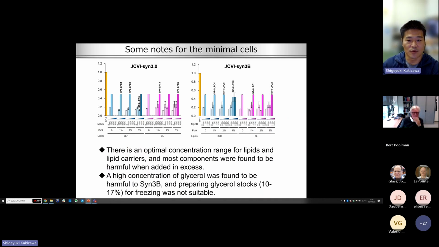And this is some note for the minimal cell. Sorry about that, these are really small characters. But we tested various concentrations of lipid carriers, cyclodextrin and PVA, and there is an optimal concentration range for lipid and lipid carriers. Most components were found to be harmful when added in excess. Also, here is another tip: a high concentration of glycerol was found to be harmful to Syn3B, and preparing a glycerol stock for freezing was not suitable.